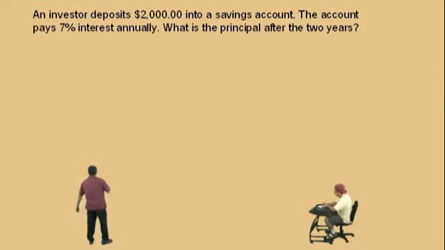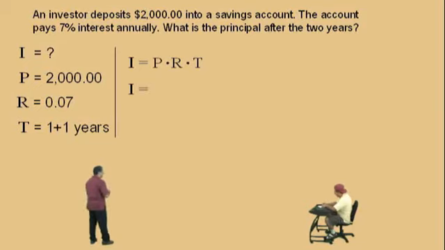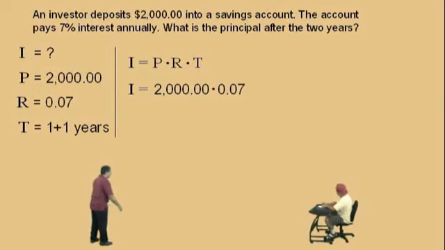Watch, you'll see. We're going to have to figure out what our interest is, right? Our initial principal is $2,000. The rate as a decimal, Charlie, is what? 0.07. That's right. And notice our time is 2 years, but we have 1 plus 1 because we got to do 2 calculations. So here we go for the first year, Charlie. I equals PRT. Our principal for the first year is $2,000. Our rate is 0.07, and the time is 1 year. This is for the first year. So what do you get for that product, Charlie?